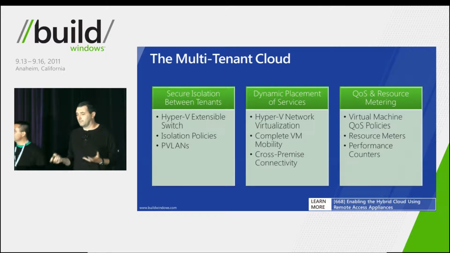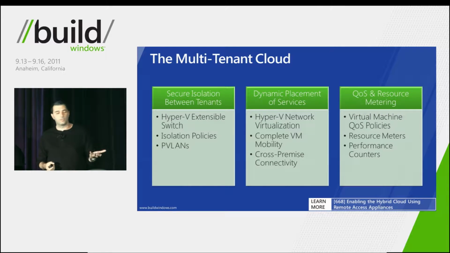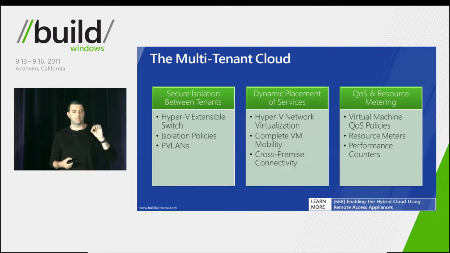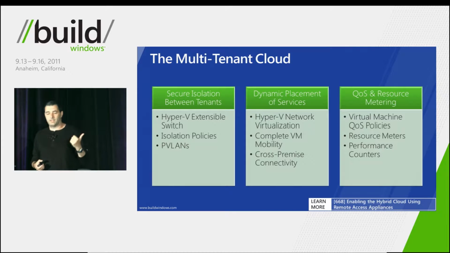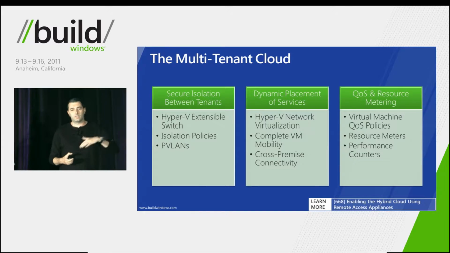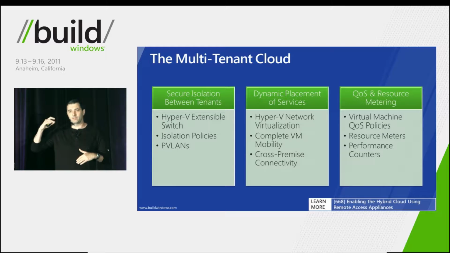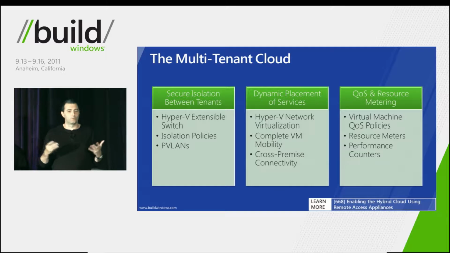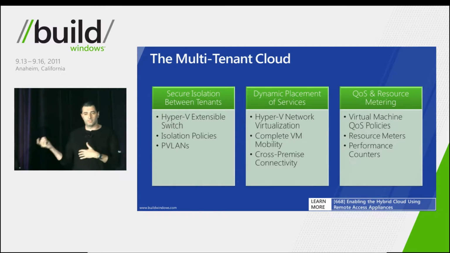The third thing is quality of service and resource metering. As part of the virtual switch, we have quality of service policies. On every virtual switch port, you can set policies like, I want to make sure that this VM gets at least a certain bandwidth, a guaranteed bandwidth. And you can also set a maximum bandwidth limit, which is really about preventing some rogue VM, some rogue workload that you may have brought into your cloud, from interfering with others.